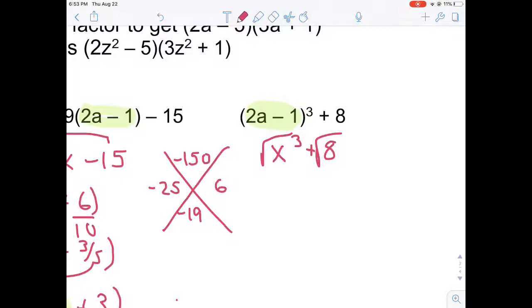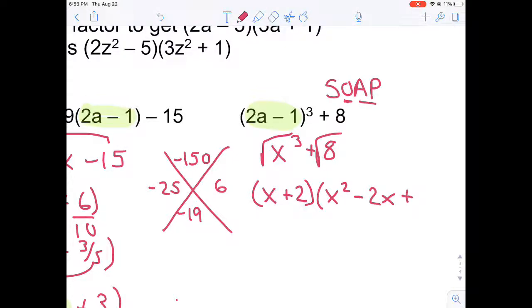So remember back from the beginning, your SOAPs. Okay, so in the first group, it's going to be the same sign, x plus 2. And then we have x squared. Then we have opposite signs. So we're going to be a minus here. And again, that is each cube root being multiplied, so 2 times x. And then the last one's always positive. And it's your second cube root squared. So 2 squared is 4.